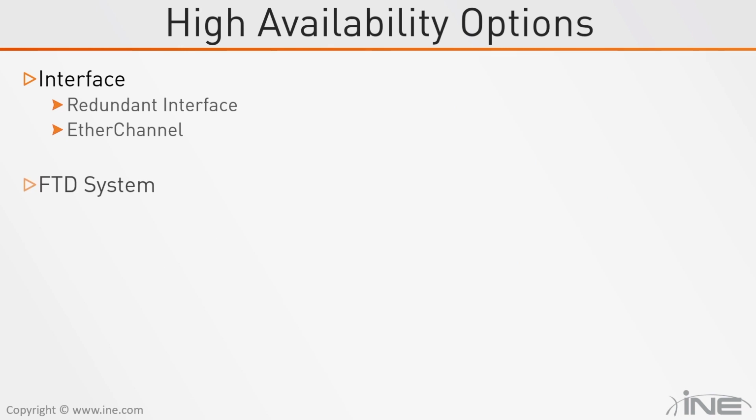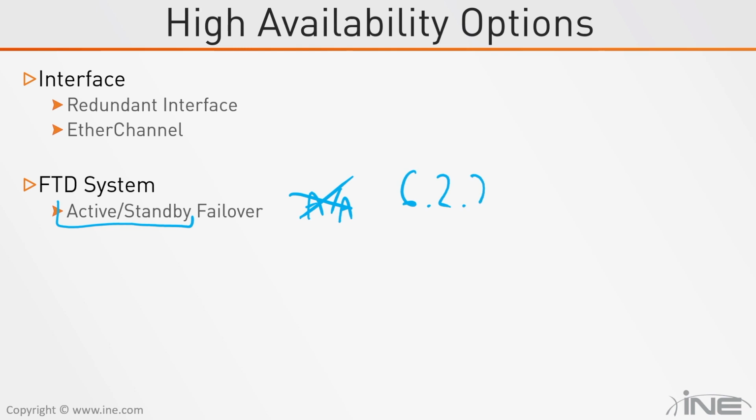Okay, in case of the failover at the system level, which is dealing with the units themselves, like our Firepower Threat Defense systems, virtual or physical appliances, in this case, we can use failover. It's the same failover as what we saw on the ASA, but in case of FTD, only the active standby solution is supported. Active failover is not available, at least as of 6.2.2.